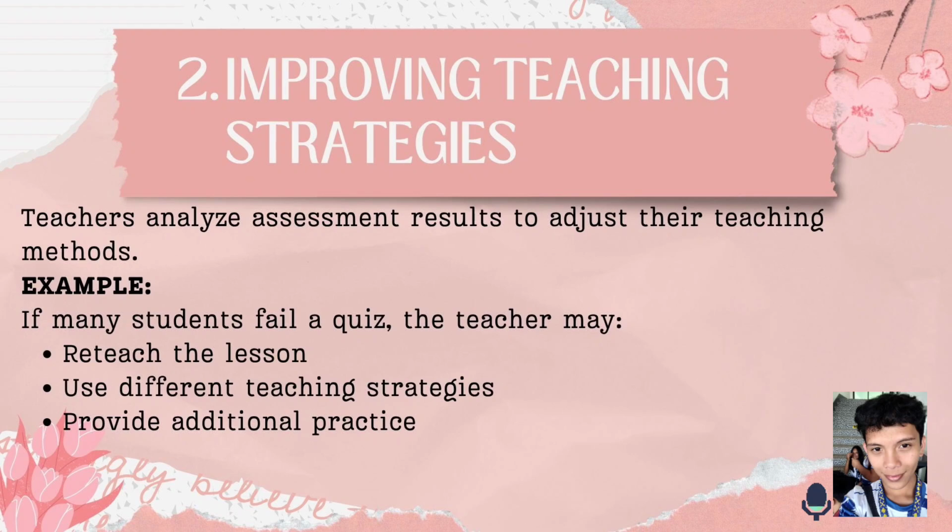The teacher can first reteach the lesson in simpler ways. We can also use different strategies like group work, visual aids, videos, or by pair activities and interactive activities. For instance, instead of just lecturing, the teacher can use games or real-life examples to make the lesson more interesting. By doing this, the teacher can make sure that students learn better and stay connected in the lesson.